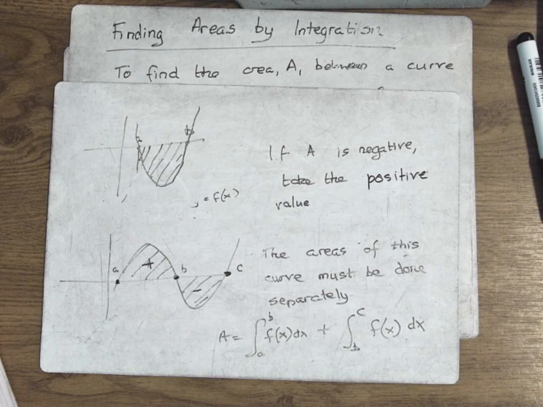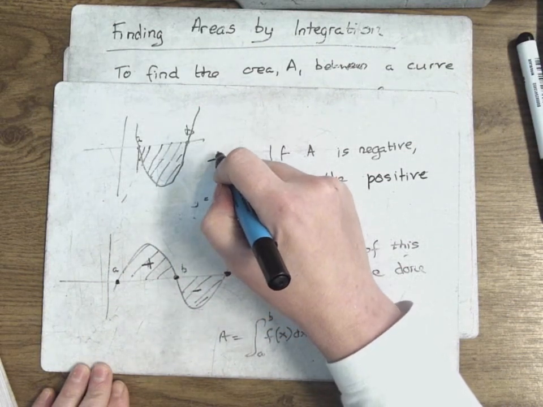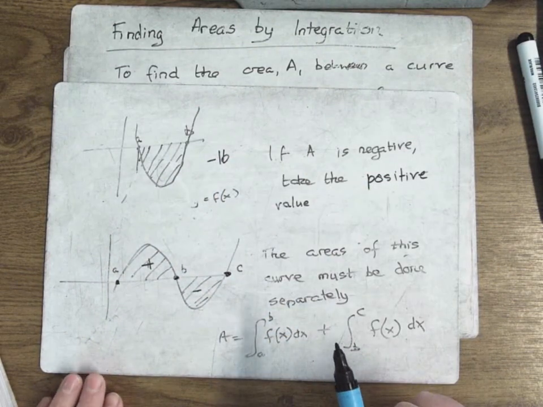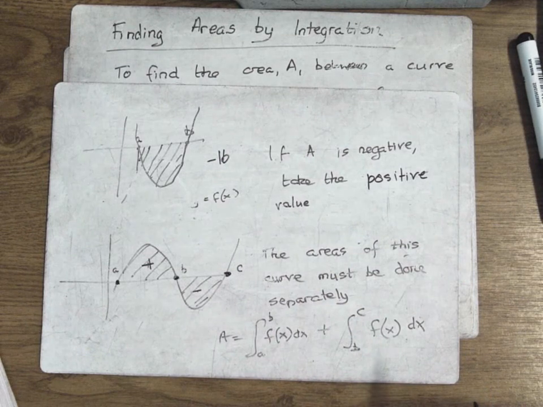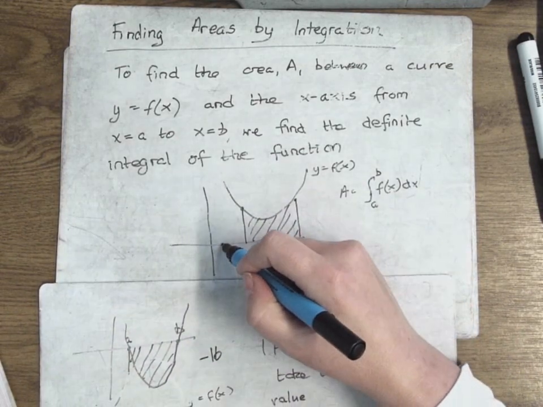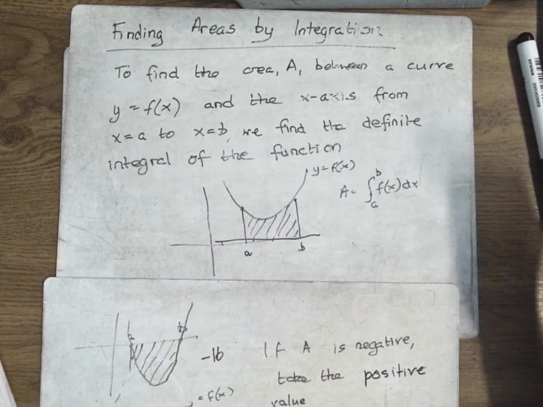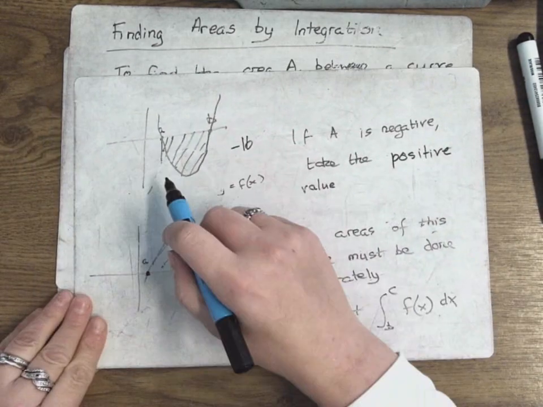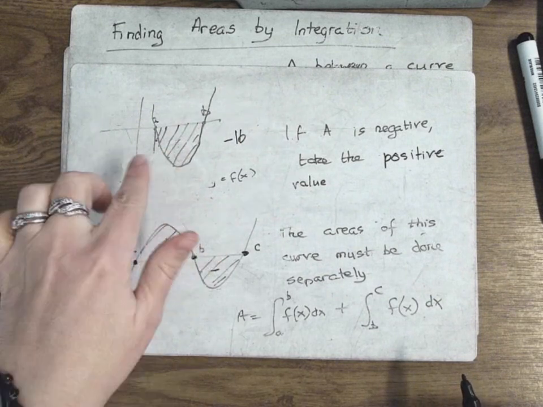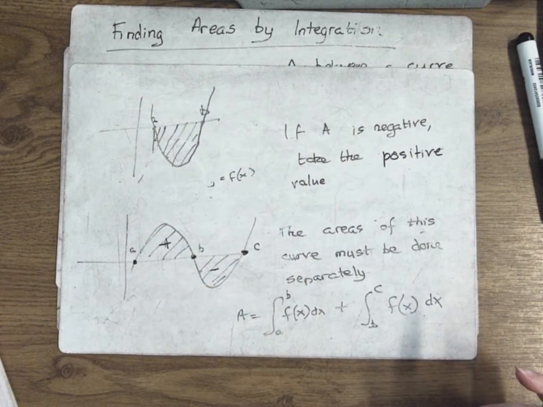Take the positive value, as in when you work this out, the area might turn out to be minus 16. You just take it as 16. The area might turn out to be minus 10. So if it's above the x-axis, as in this example, the area will turn out to be plus 10. That's fine. But if it's below the x-axis, that will turn out to be minus 10. So it just means drop the minus sign, so call it 10.